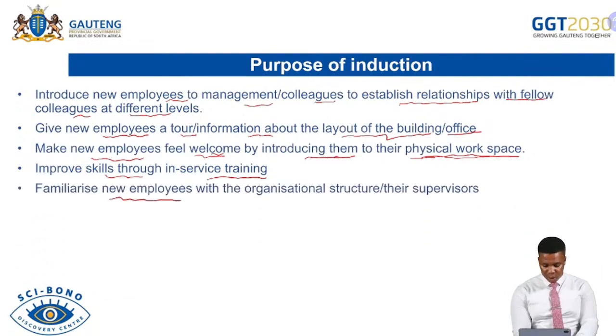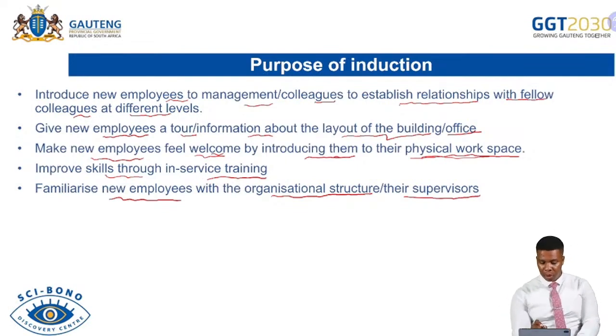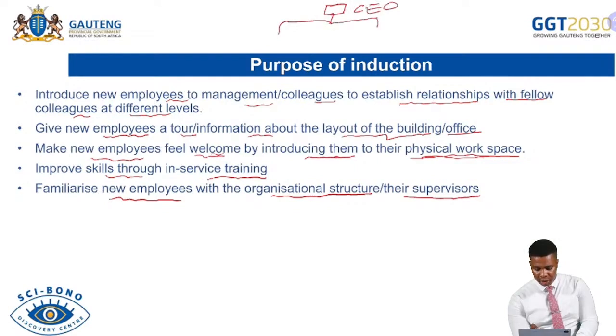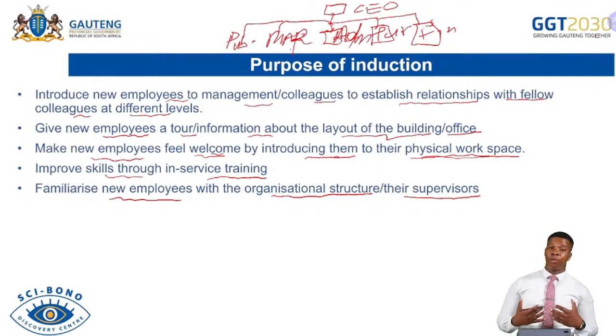Furthermore, familiarize the new employee with the general organizational structure and their supervisors, so they should understand the structure of the business. They should know who their authority is, who their boss is, so that they know where to report if they have problems. Remember, with organizational structure, some businesses maybe have a CEO here, then they have the functional managers. Maybe this is public relations, this is marketing, this is finance, this is purchasing, and maybe you can also add admin. So the new employee should know the organizational structure in terms of who has authority, who they can report to if they have problems. That's what we mean by organizational structure.